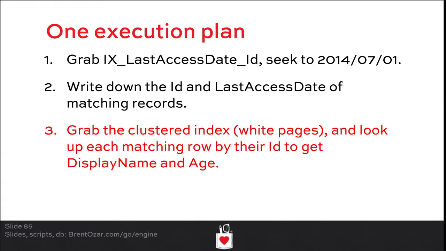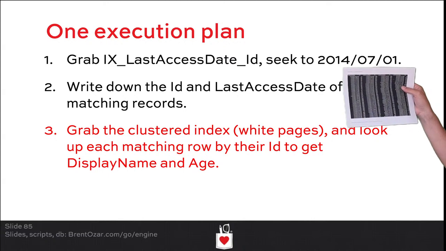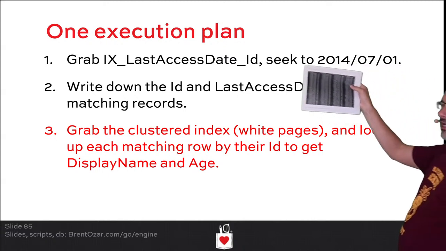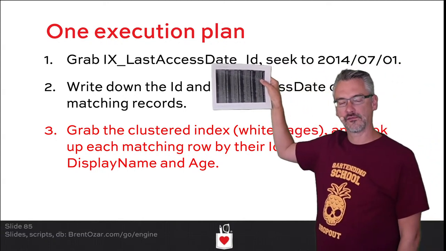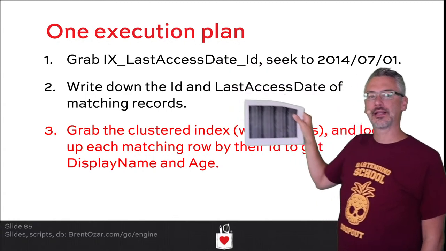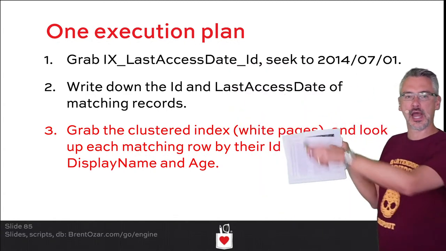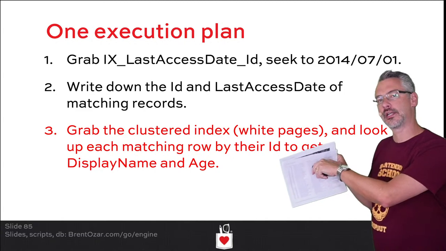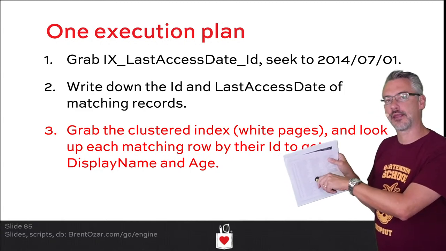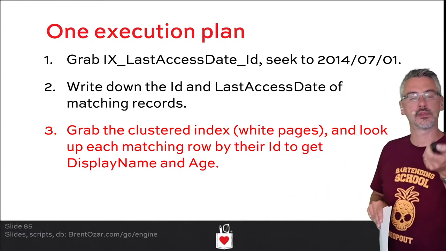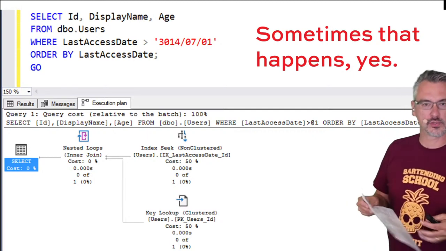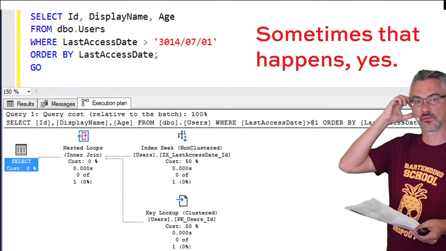Well, one way that I could do it is that I could still use the index. I could start by seeking over to July the 1st of 2014. I could go make a list of all the rows that match, and for every row that matches, I could look up on the clustered index to go get their display name and age. SQL Server will do that. SQL Server will use two different copies of a table in order to get the results that it wants.